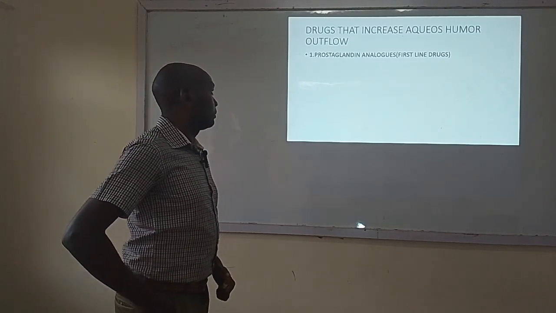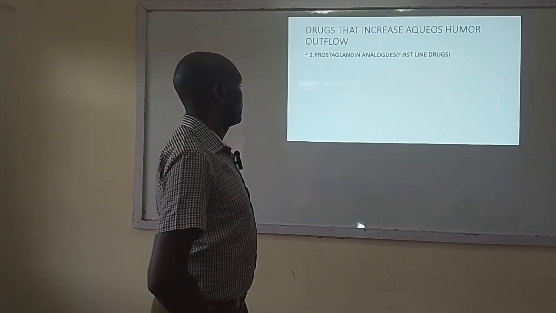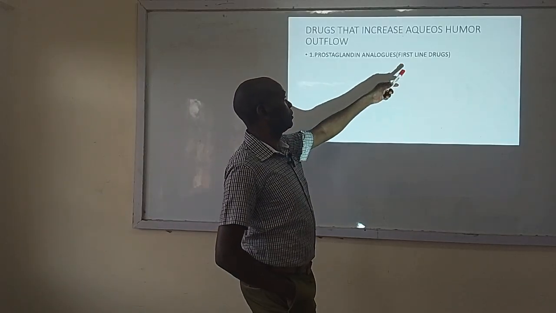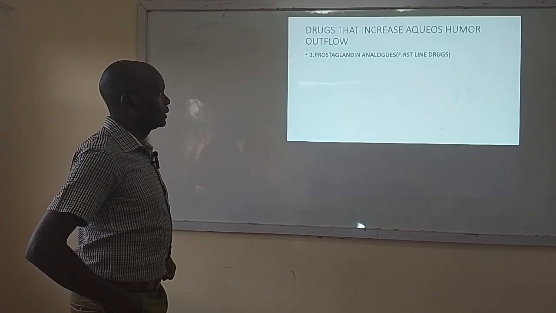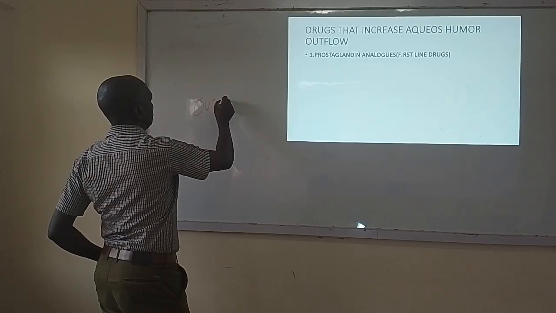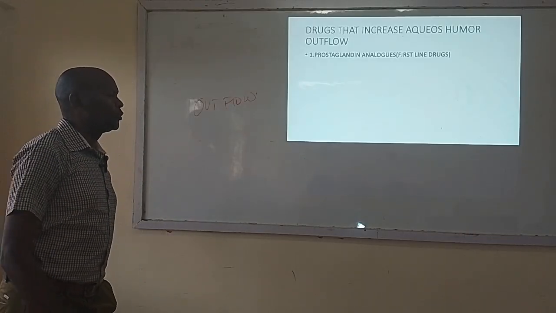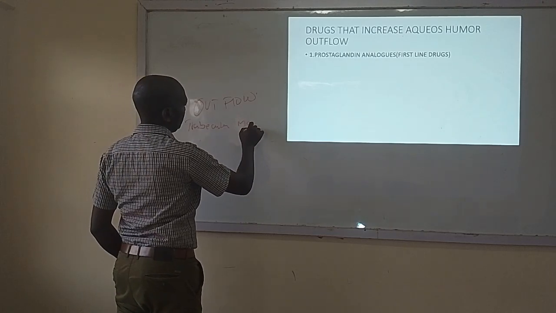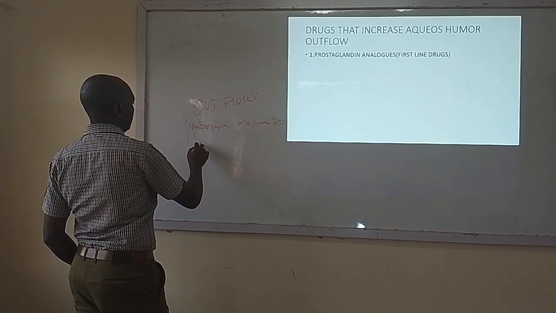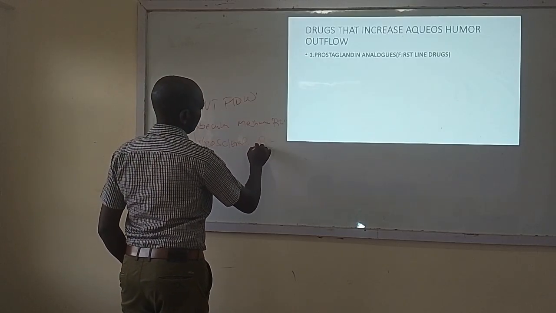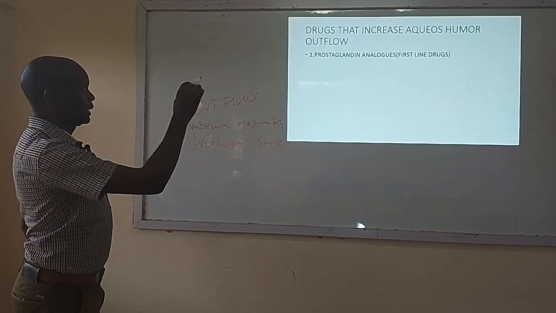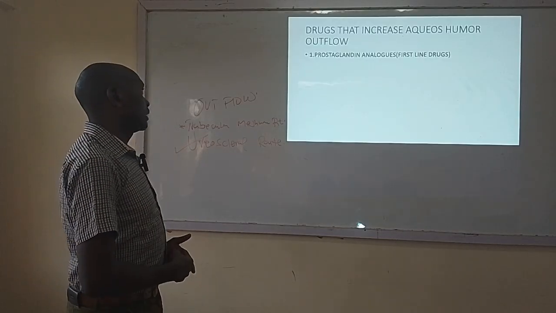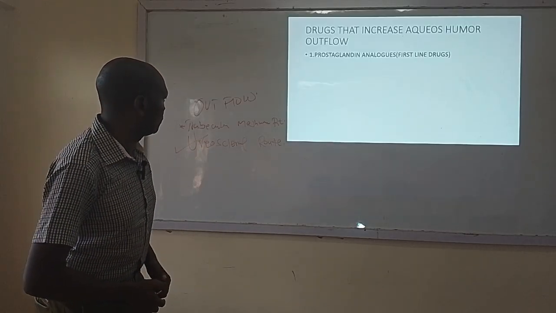We had also mentioned prostaglandins and their role in production and outflow of aqueous humor. When we give the prostaglandin analogs, which are the first line drugs, we are increasing outflow. And you are increasing outflow using which route? We said there are two routes: the trabecular meshwork route, and the uveoscleral route. We said the prostaglandins don't act on the trabecular route, but they work on the uveoscleral route, so they increase aqueous humor outflow through it.